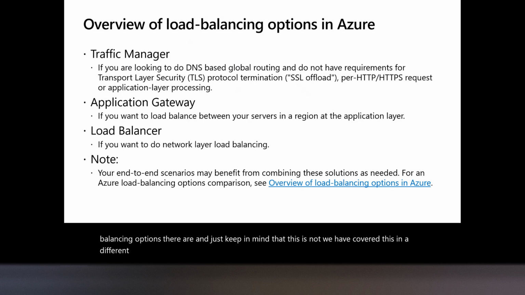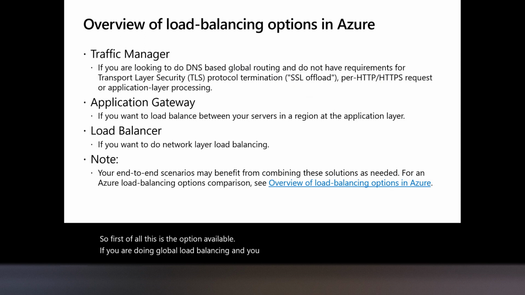There is a link there. You can take a look at it. What are the different options available? First of all, if you are doing global load balancing and you want SSL offloading, you want rules at layer 7, that's what you need to use. What I mean by that is Azure Front Door.